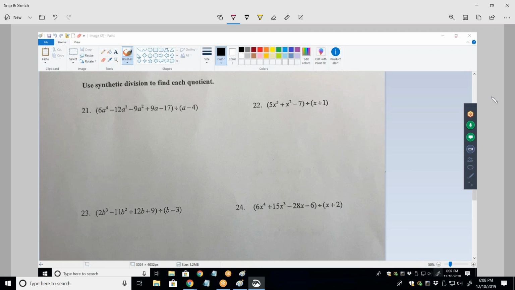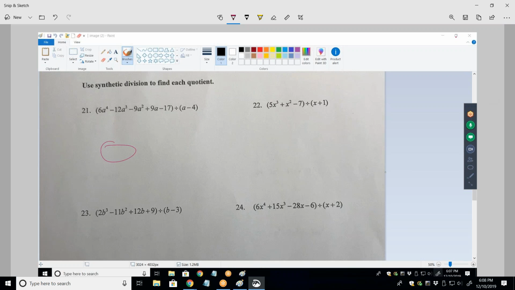Do you know how to do synthetic division? I think I know how to. No? I couldn't tell. No. Okay, let me show you how to do it. I'll just go through an example for the first one.